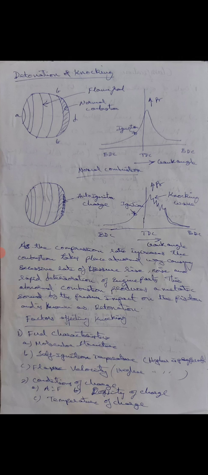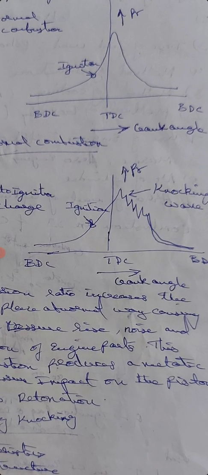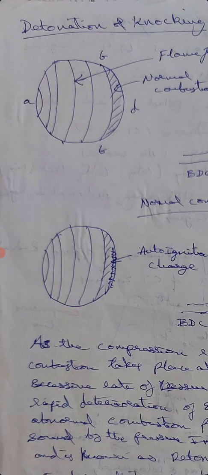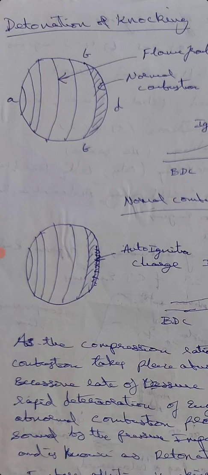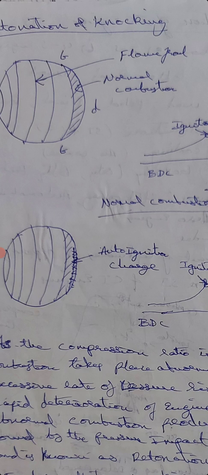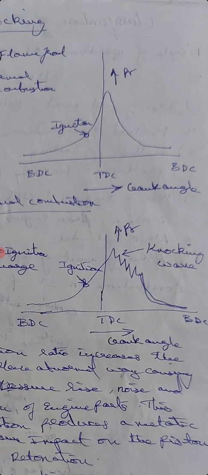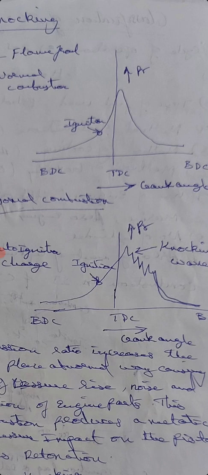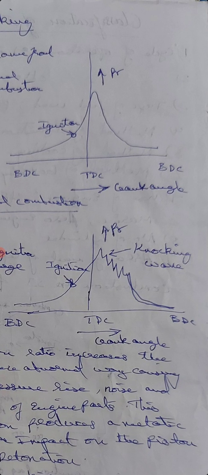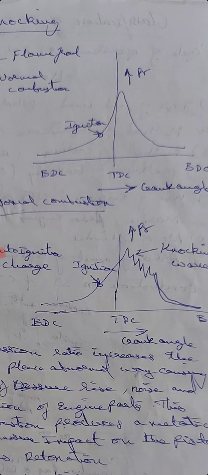The first figure you are seeing is a normal combustion. What I mean by normal combustion is, you can see here, after the ignition, the flame will move from point A to curve B, and then finally onward. Slowly the flame will be moving, slowly the combustion takes place. That is called normal combustion. If you look at this P theta diagram here, BDC indicates bottom dead center, TDC indicates top dead center, and again the piston comes back to its original position.